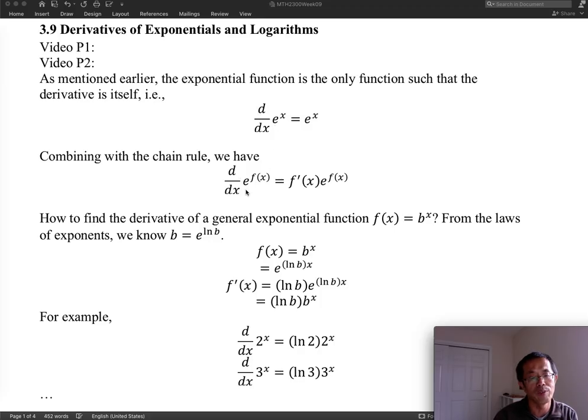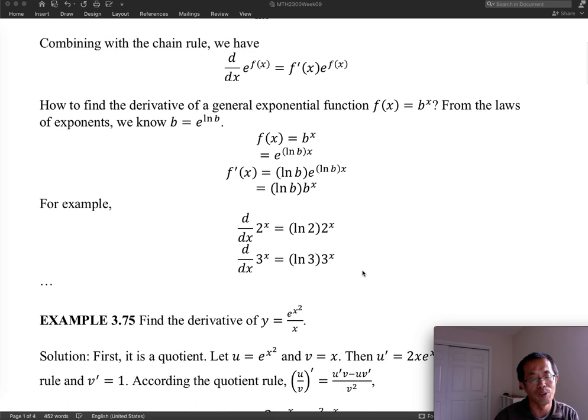So the derivative of e to the power of a function would be the derivative of the exponent times the same exponential term. Mostly, as we said in class, we consider the exponential function with base e. But you can also handle the derivative with a base other than e. So this is the derivative formula for an exponential function with base other than e.